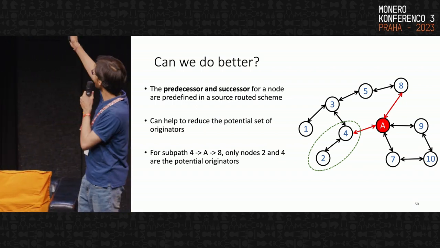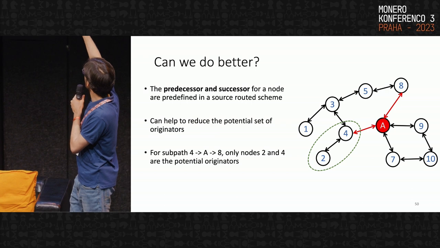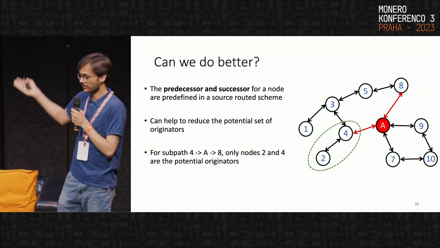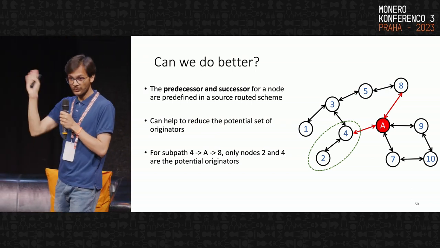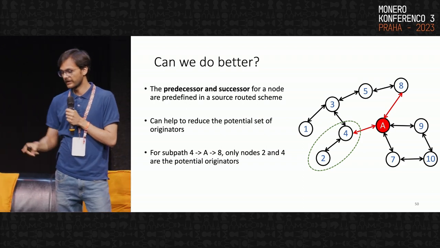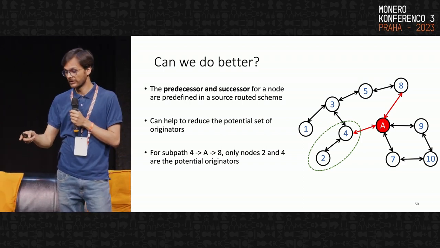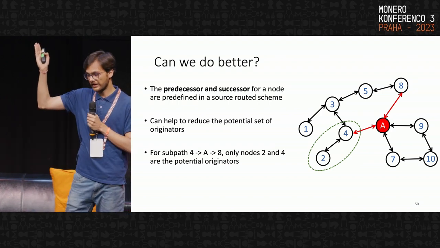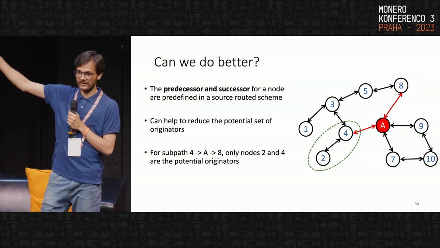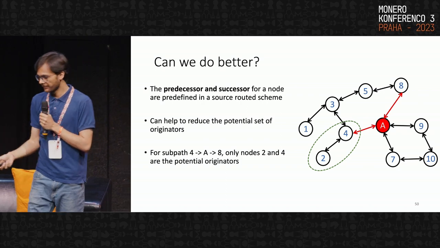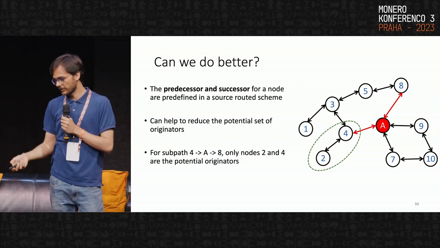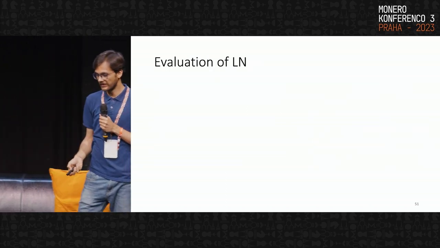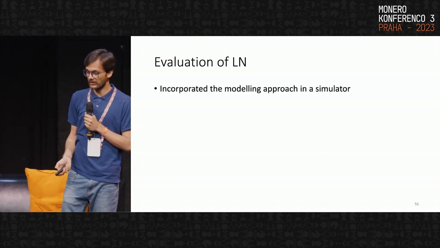Ideally, you would think that node 1, 3, and maybe 5 could also have sent the transaction via A, but that is not the case, because the best path, assuming equal weights, is only via 2 and 4. It's only for 2 and 4 via A. For node 1, if they have to go to node 8, they will directly go via 3, 5, and 8, right? So this is how we incorporate these small additions and then eventually perform an evaluation.